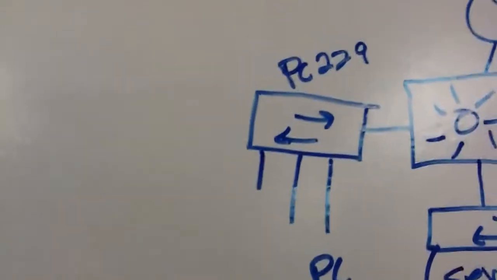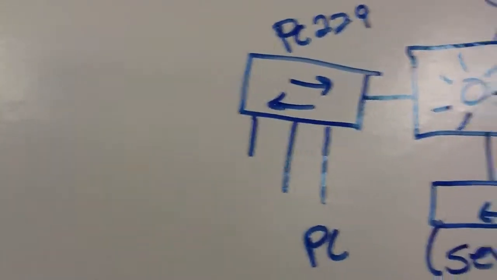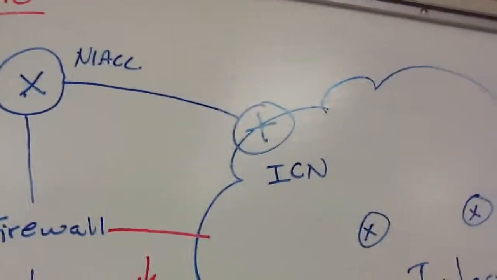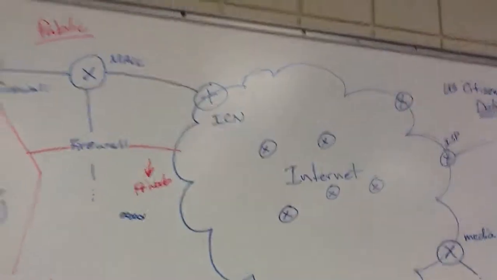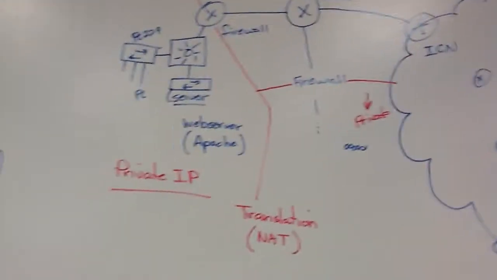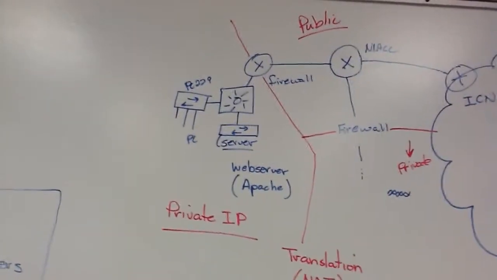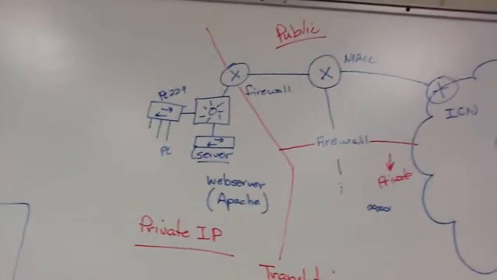And then over here, I just show the PC connected to the switch, and then the switch, that green cable from the switch, eventually connects to this device here to our ISP, which the ICN gets us out to the internet, or gets us to other servers here on campus. Then the next thing we needed to clarify was private addresses and public addresses.